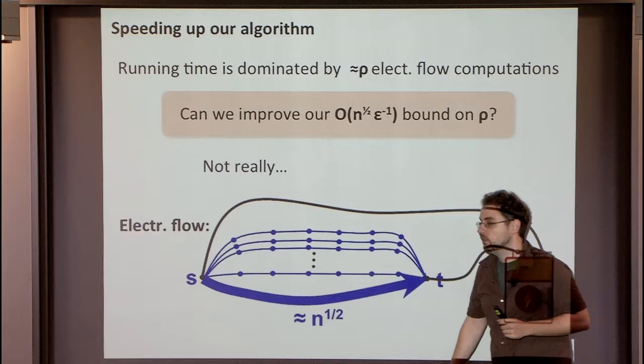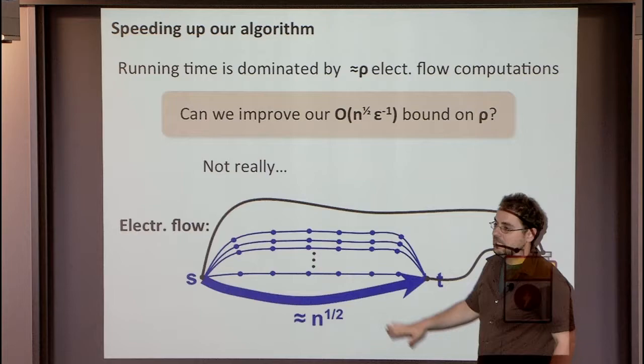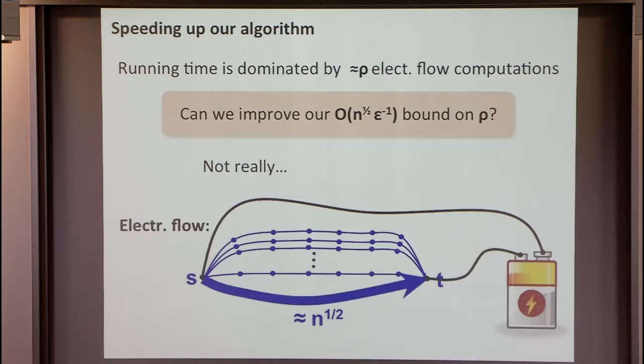So this will really give us a square root of n overflow. But notice that here, the resistances are all 1, so you don't even have to do regularization, and it's still the bad case. Okay, so that's a real problem. We cannot really improve this bound on the rho, so what do we do now? It looks like a dead end.